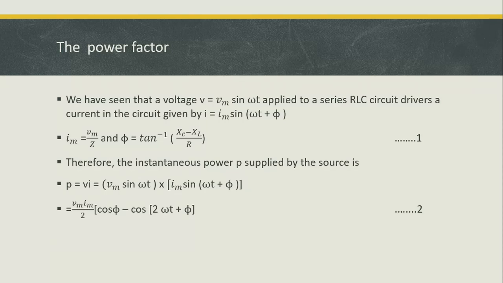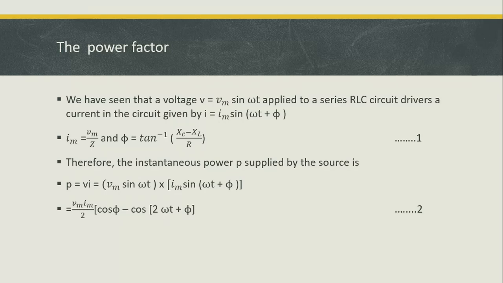The instantaneous power P supplied by the source is P equals V into I. Instantaneous power means at any particular time, how much voltage or how much current we apply to the circuit, we determine from them. So P equals V into I, that is Vm sin omega t multiplied by Im sin(omega t plus phi).